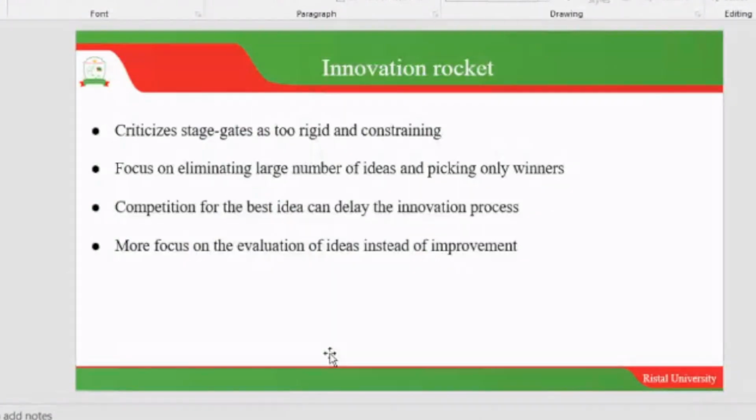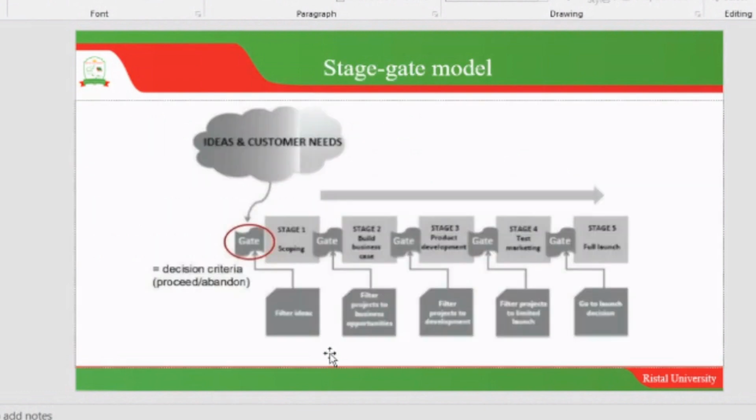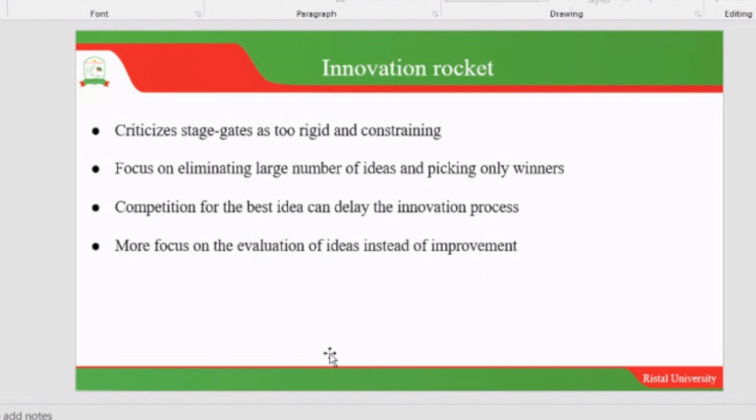Then we have the innovation rocket, and the innovation rocket is more of a criticizing model towards the stage gate model. So in this case, they are saying, instead of having all the ideas in the world about the problem that is being faced by the population, how about we have a vision of what we need to do?